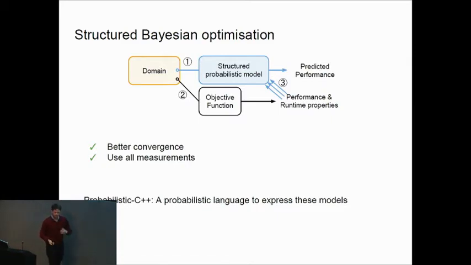So in the rest of this talk, I'll be talking about Probabilistic-C++, which is a probabilistic programming language. The name is named after prior work done by Brooks and some co-authors called Probabilistic-C, so it was the next step. And it's a probabilistic language which lets you express easily the kind of models that we want in the context of Bayesian optimization.